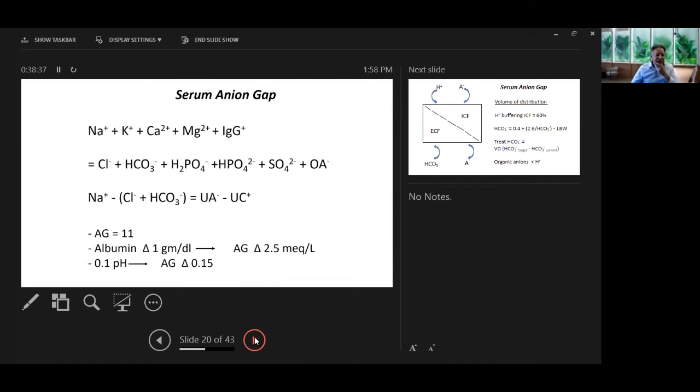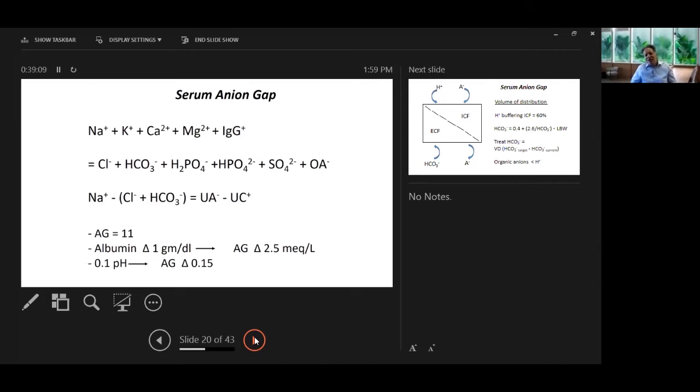Now, what about the anion gap? Well, it comes from the concept that we have a bunch of cations and a bunch of anions in our blood that are equal. Otherwise, we would be a battery, we would spark. So we have what's called electroneutrality, that all the sodium, all the positive charges, which remember includes IgG, which is positively charged, is equal to all the negative charges. And there's a bunch of organic anions that I'm not listing. I just have OA minus, but the right side equals the left side.